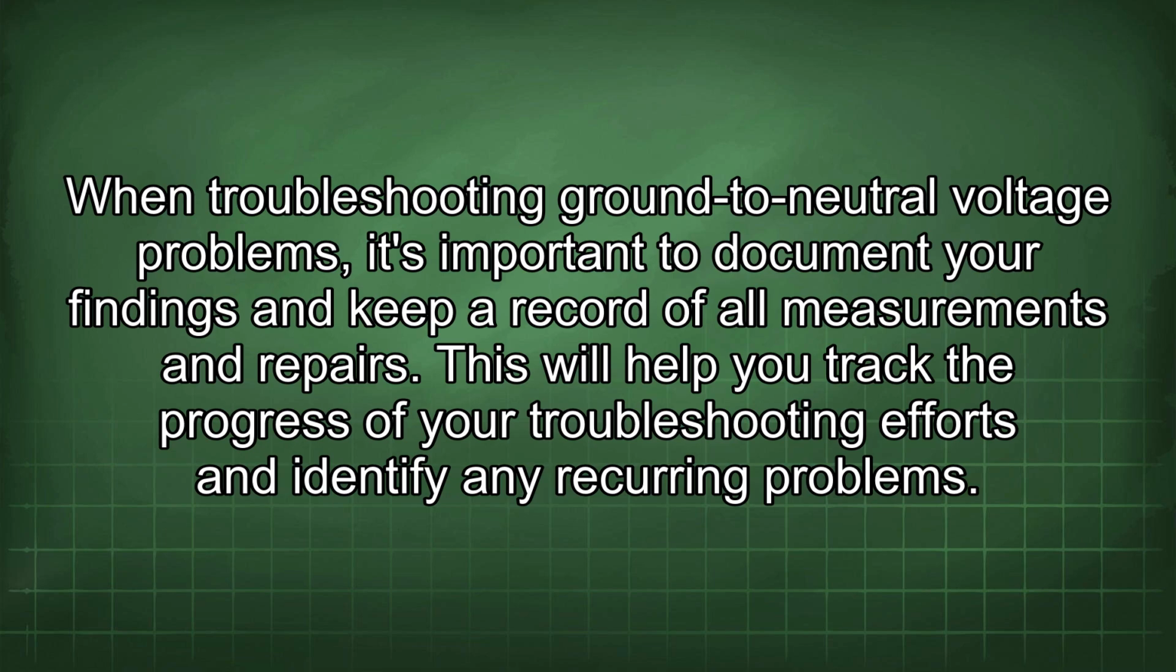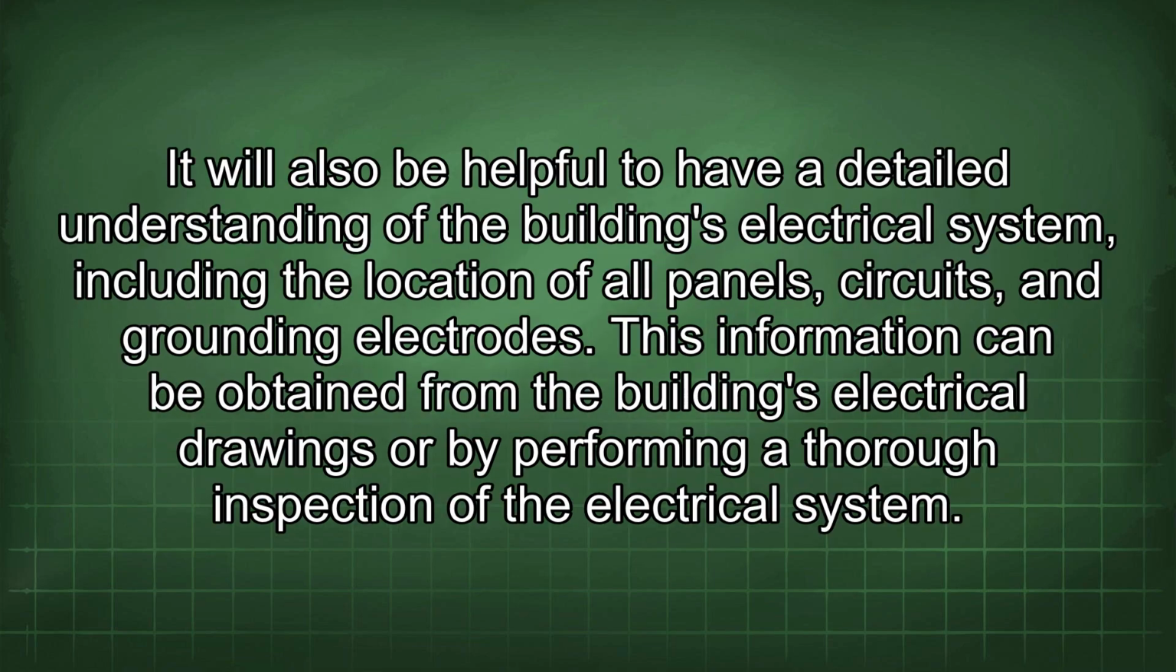measurements and repairs. This will help you track the progress of your troubleshooting efforts and identify any recurring problems. It will also be helpful to have a detailed understanding of the building's electrical system, including the location of all panels, circuits, and grounding electrodes. This information can be obtained from the building's electrical drawings or by performing a thorough inspection of the electrical system.